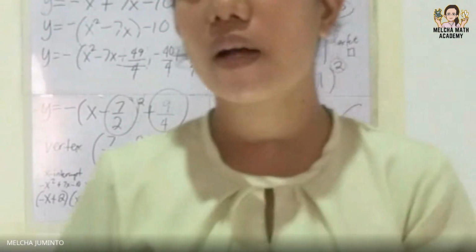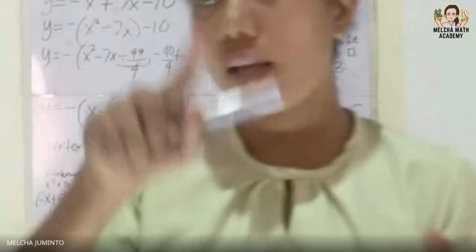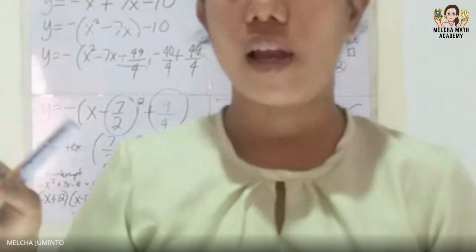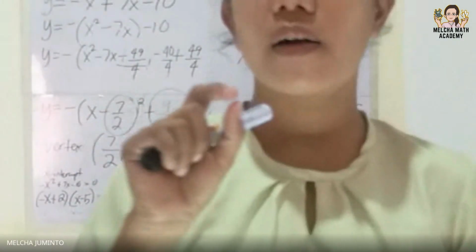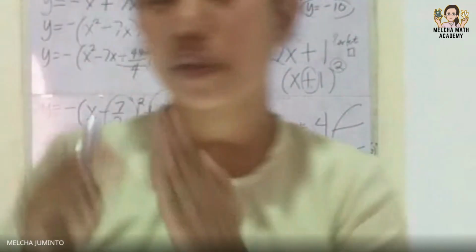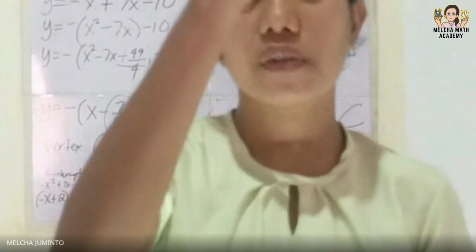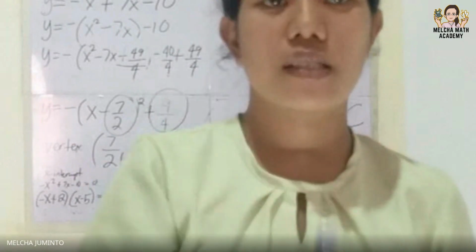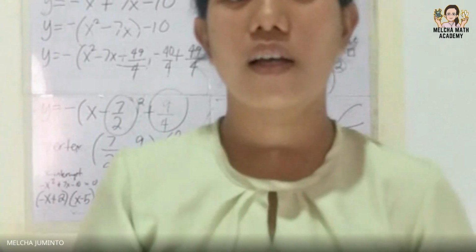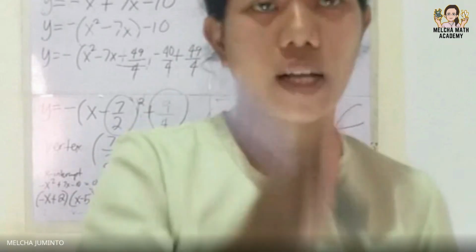Tapos ang Y naman sa range. So pag pinahanap yung range is Y, kapag ang graph mo upward, greater than or equal. Kapag ang graph mo naman downward, ang Y mo, ang range mo, Y less than or equal. Tapos ano yung number? Kung ano yung K sa vertex. Axis of symmetry, yung value ng H sa vertex. Ang axis of symmetry laging x equals blank. Yung blank, yung h doon sa vertex. Kasi dadaan sa vertex yung axis of symmetry.